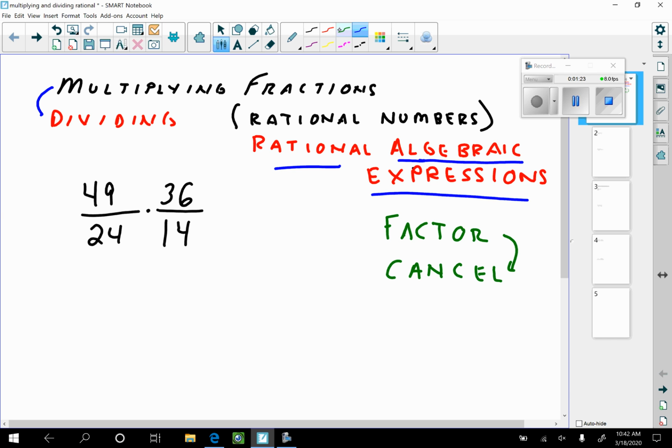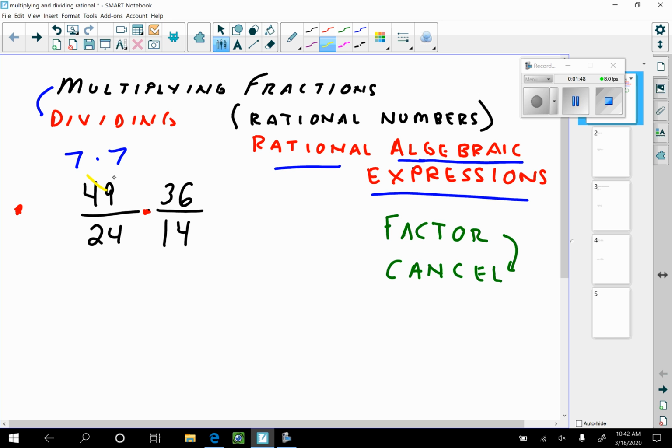So let's start off with this one right here. 49 over 24 times 36 over 14. I could multiply 49 times 36 and 24 times 14, but who's going to do that? Not me. What I'm going to do is some factoring and some canceling. So 49 is a nice one to cancel. 49 is simply 7 times 7.